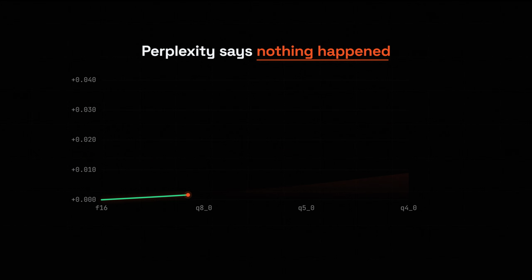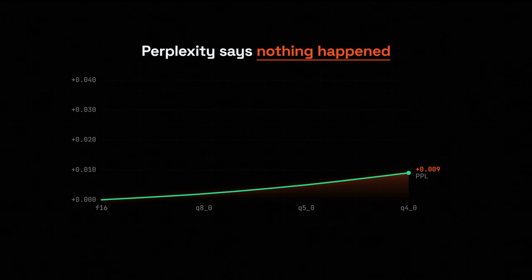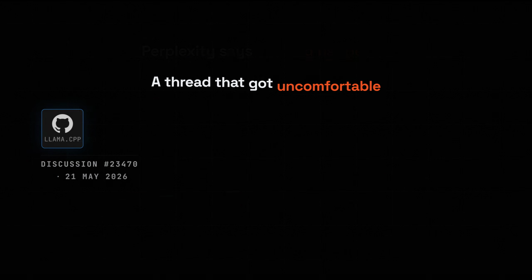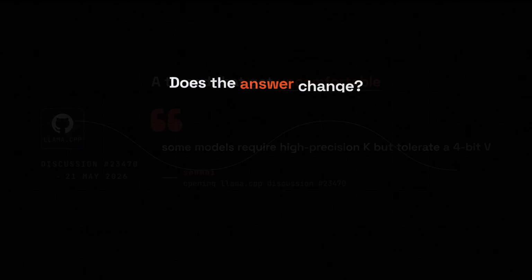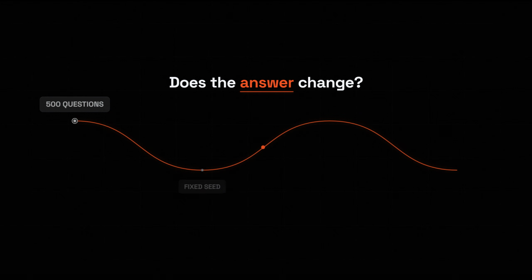And measured with Perplexity, the quality cost is nothing. Long context runs put the whole spread under 1/100th of a point, all the way down to 4-bit, which is where a thread on the llama.cpp repository gets uncomfortable, because a contributor went and measured the thing Perplexity does not see. 500 reasoning questions, deterministic decoding, fixed seed, 4 models, 1 question.